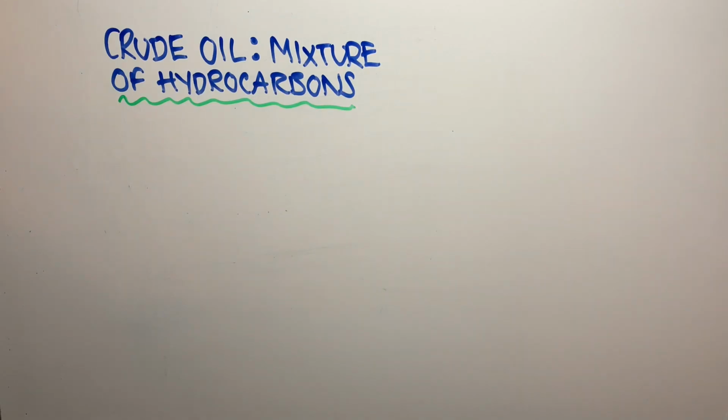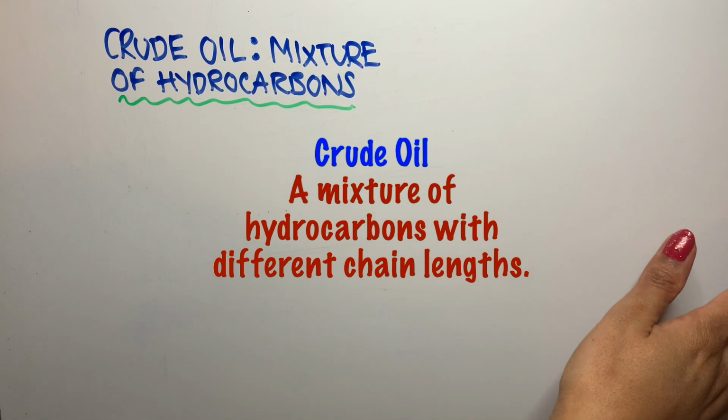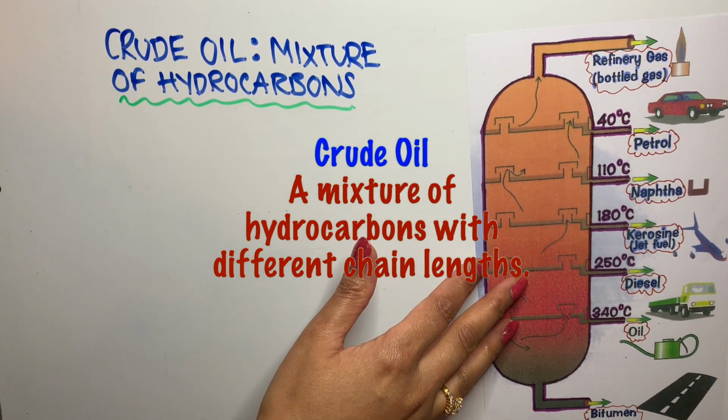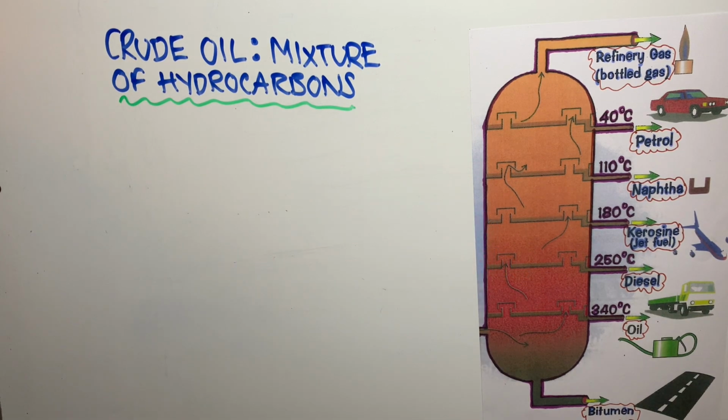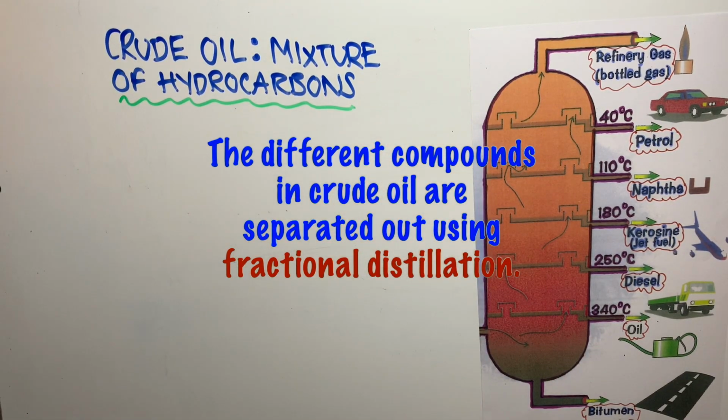Crude oil is a mixture of hydrocarbons. So we have hydrocarbons with small lengths and hydrocarbons with longer lengths in there. So in order for the crude oil to be useful, we have to separate them out. And the process that we use to separate them out is fractional distillation. And we can see a fractional distillation column here.